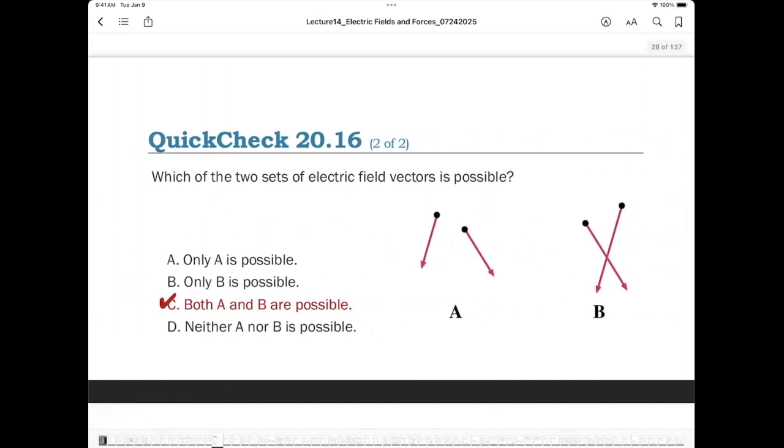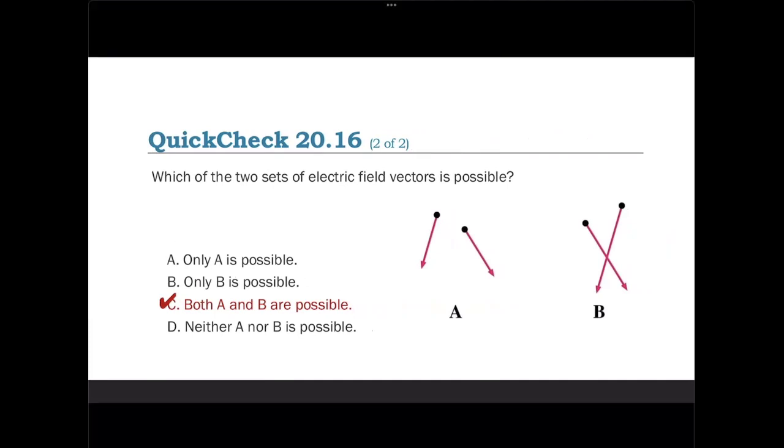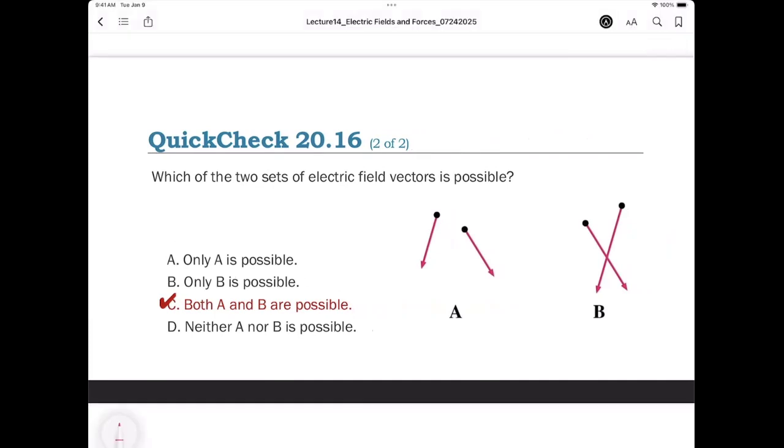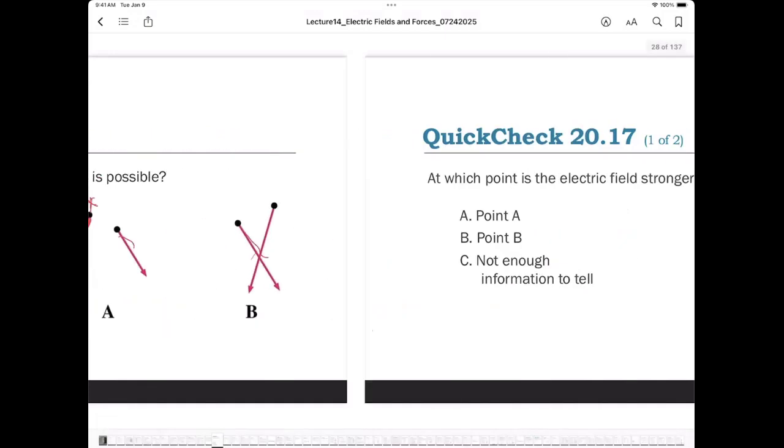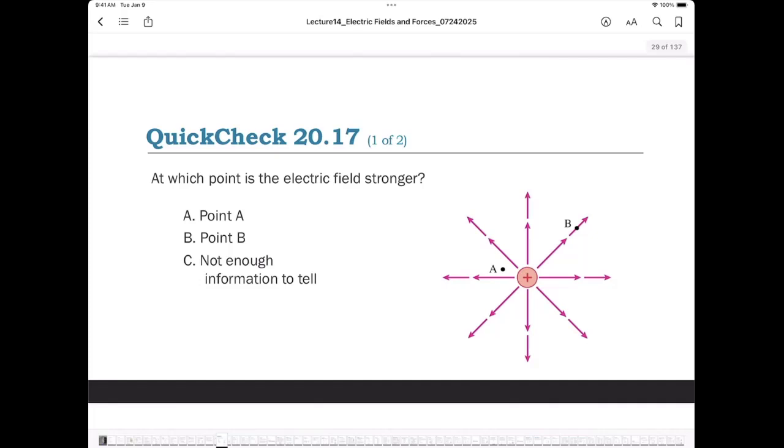If there is another source charge and this one, if it is positive and there are other electric fields affecting it, this one and this one will happen. This and this also will happen. That makes sense to you? Okay, let's check the other one.